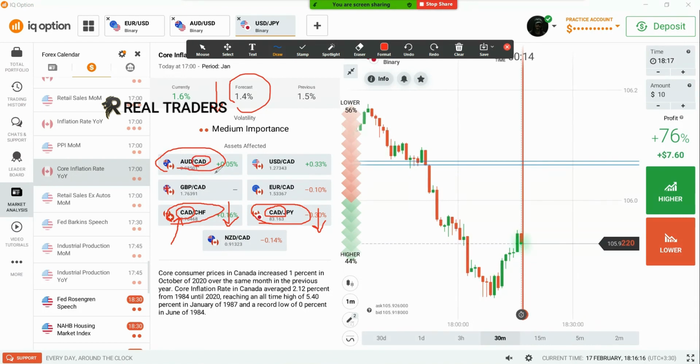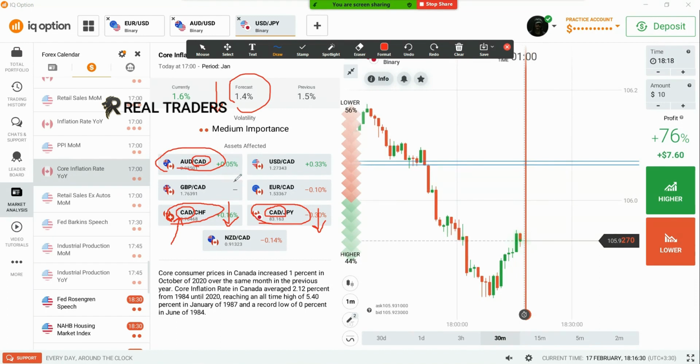But here the CAD is in second place, right? AUD CAD. The AUD is the major currency here. So here it will be the opposite. When the CAD is not the major currency, the reaction of the market will be opposite. So here AUD CAD will go up, not going down. So you need to understand this one.